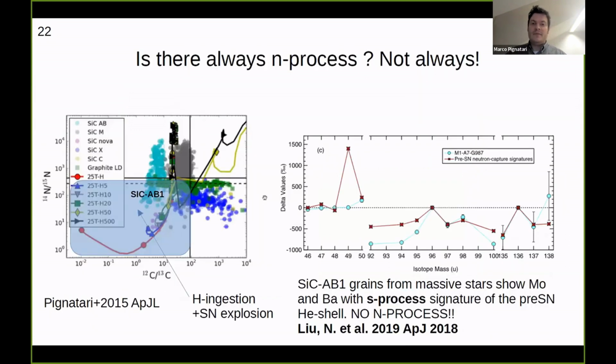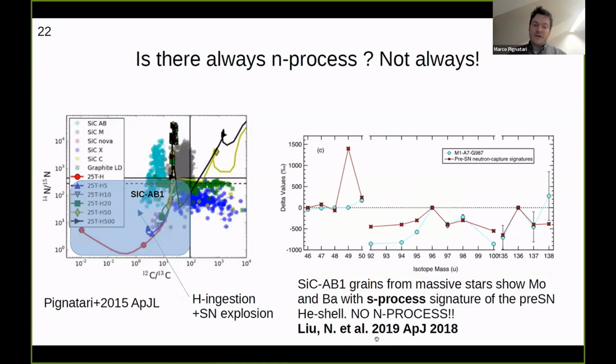Okay, I just quickly mention that actually not all the carbon-rich presolar grains from core-collapse supernovae carry the signature of the n process. And that was really cool.